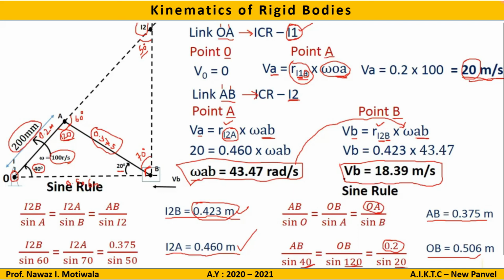So again I repeat, just simple steps. First, write the link name and the ICR corresponding to it. Second step, write the point names. Third step, write the formulas. Fourth step, find out the lengths by sine rule or cosine rule. Fifth step, substitute the values of lengths and the given values to get the required answer. That's it. Any problem can be solved by these steps.